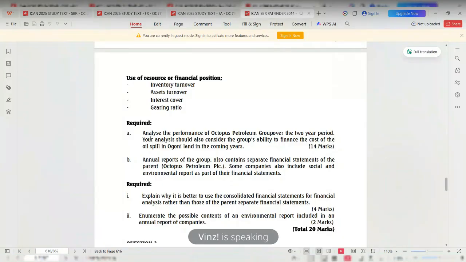Profitability ratio. That is one. And liquidity ratio. Two. Which other one?